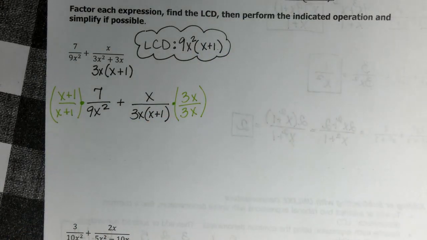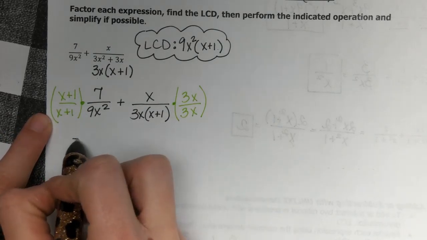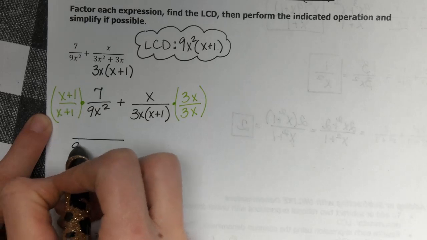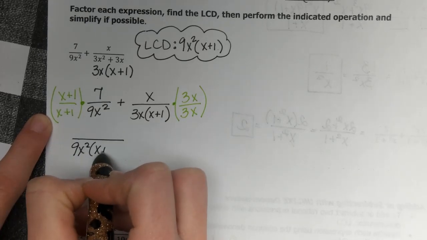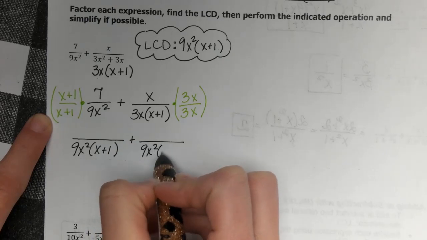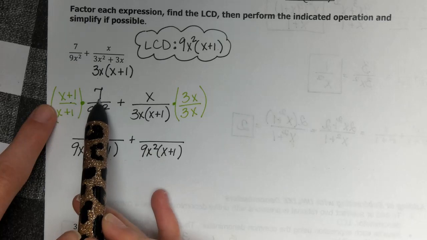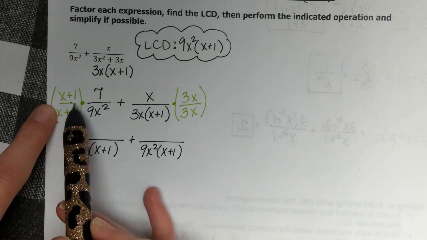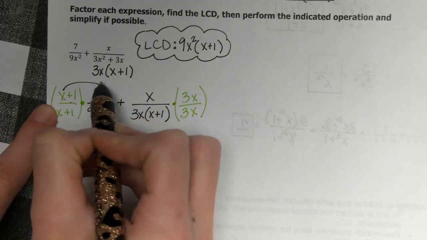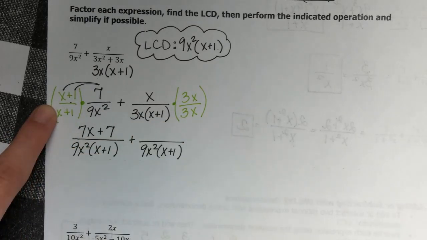Okay? So if you see it as what am I missing, then it makes it a little bit easier, at least in my head it does. Alright, so what we're going to do is those denominators just become 9x squared times x plus 1. Okay, that was our whole goal. The numerator, this 7, I'm multiplying by the entire x plus 1. So I'm going to take that 7 and distribute it. So it becomes 7x plus 7.